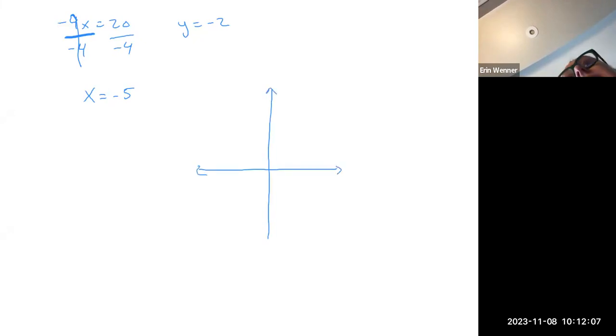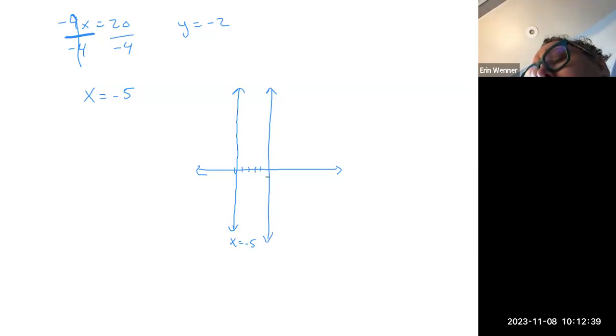because that was what it was measuring, could you graph the line? So my first line, I'm going to graph in blue. So x equals negative 5. So negative 5 is right here on my x-axis. So this is a vertical line, right? This is x equals negative 5. And my second one is going to be y equals negative 2. So I'm going to switch my color to green.